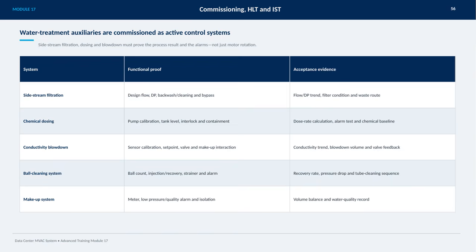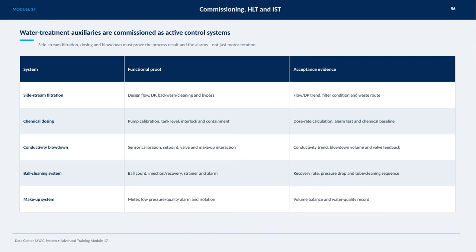For chemical dosing, calibration of pumps, tank levels, interlocks, and containment are tested alongside dose rate calculations and alarm verifications to maintain proper chemical baselines. Conductivity blowdown involves sensor calibration, setting appropriate set points, valve functionality, and interaction with makeup water, with ongoing trend tracking of conductivity, blowdown volume, and valve feedback.